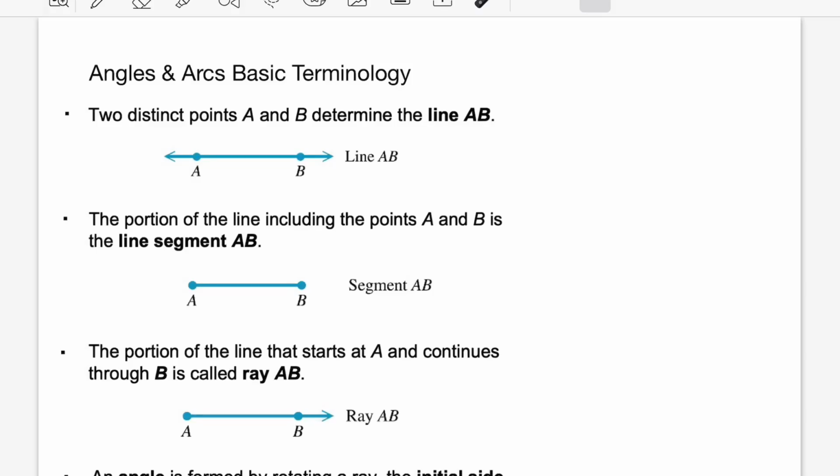In this video, we're going to go over section 9.1 from our textbook, which is on angles. We'll start with some basic terminology that we're all maybe familiar with, but it doesn't hurt to have a little refresher.